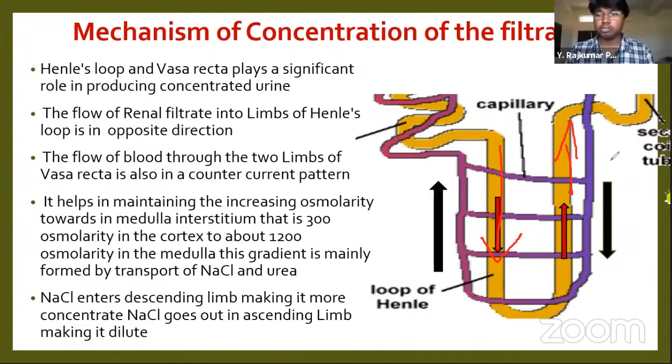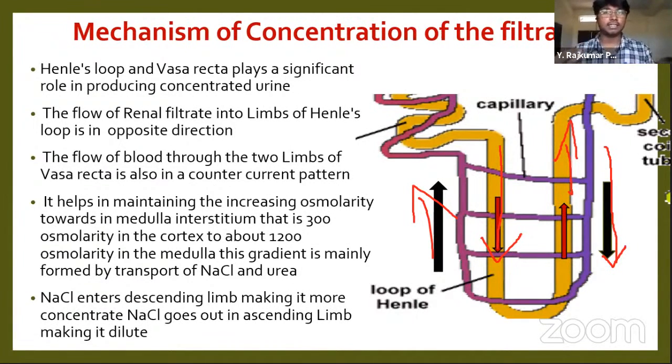Same here in the vasa recta also, you can see afferent arteriole and efferent arteriole, the blood flow is opposite to each other, isn't it? So this opposite flow of the blood and opposite flow of the filtrate will create the countercurrent pattern. Counter means opposite, current means the flow. So here the blood and also the urinary filtrate are both flowing in opposite directions. This opposite flow is called the countercurrent pattern. Dear students, hope you have understood.